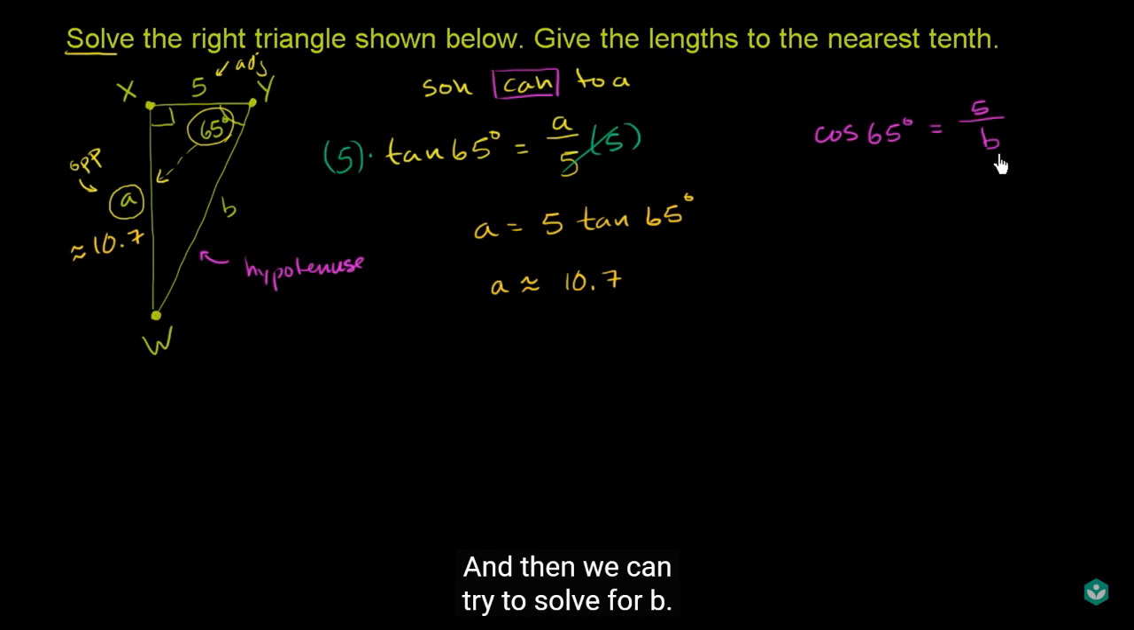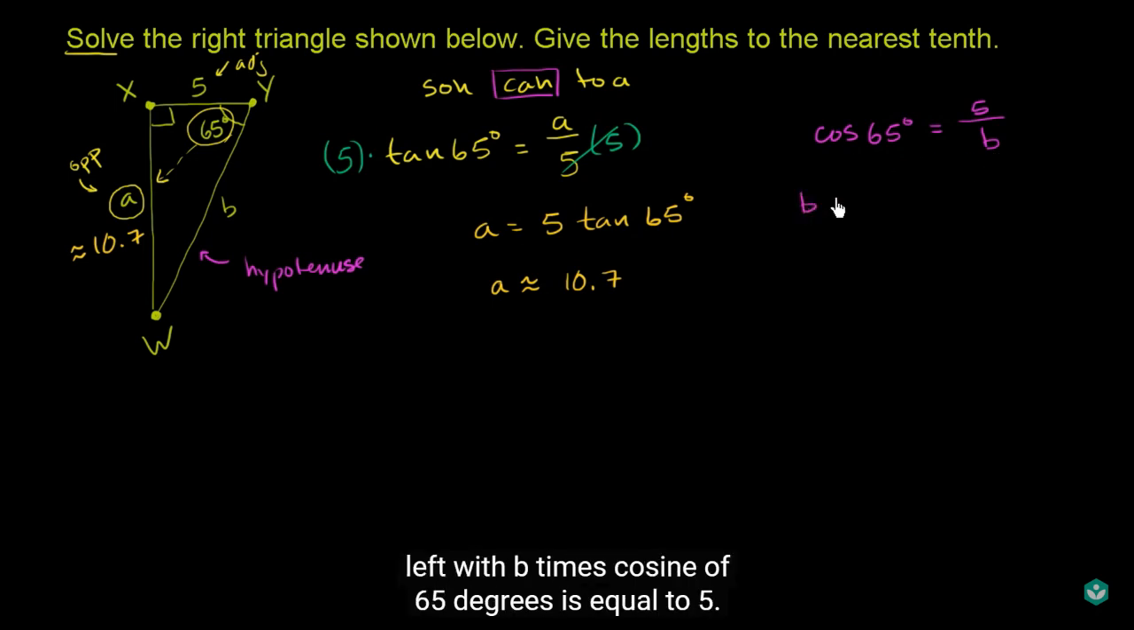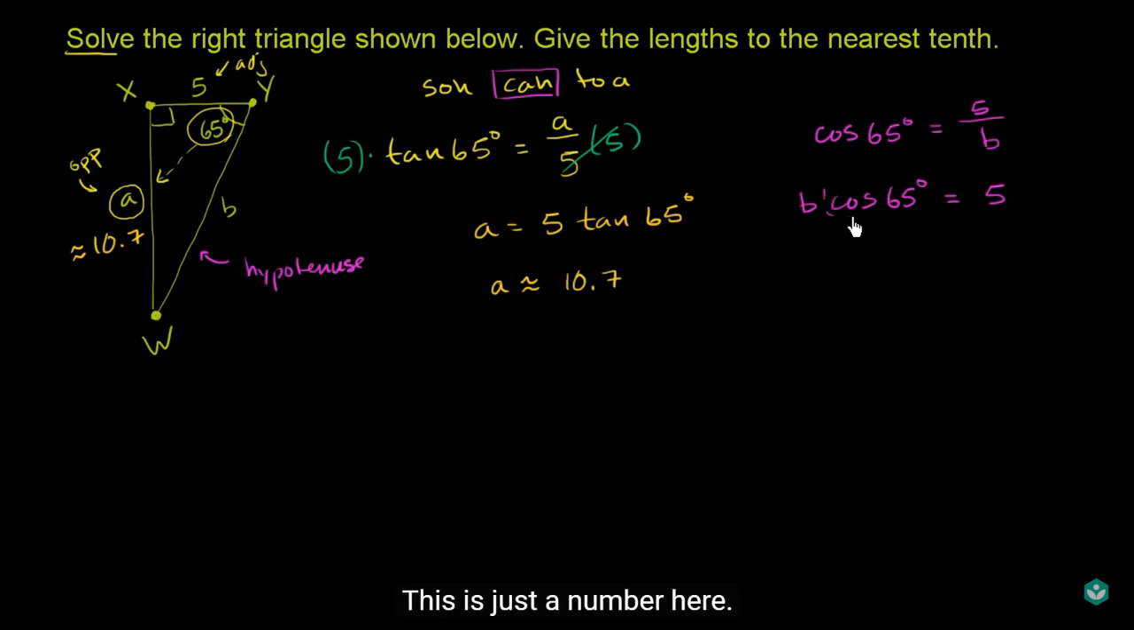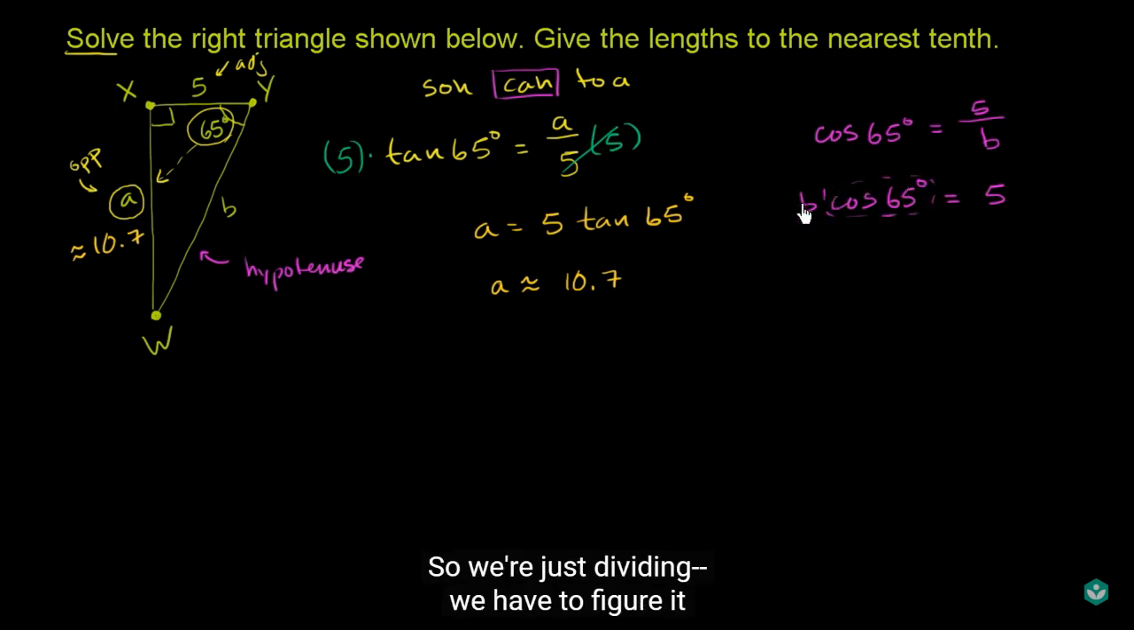And then we can try to solve for b. You multiply both sides times b, you're left with b times cosine of 65 degrees is equal to 5. And then to solve for b, you can divide both sides by cosine of 65 degrees. This is just a number here, so we're just dividing. We have to figure it out with our calculator, but this is just going to evaluate to some number.